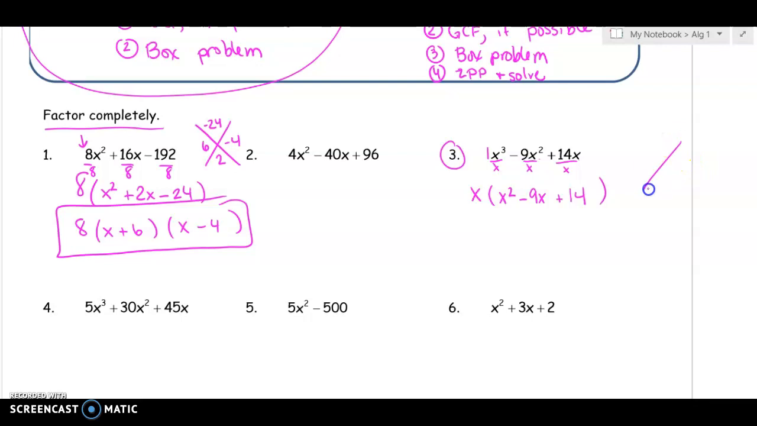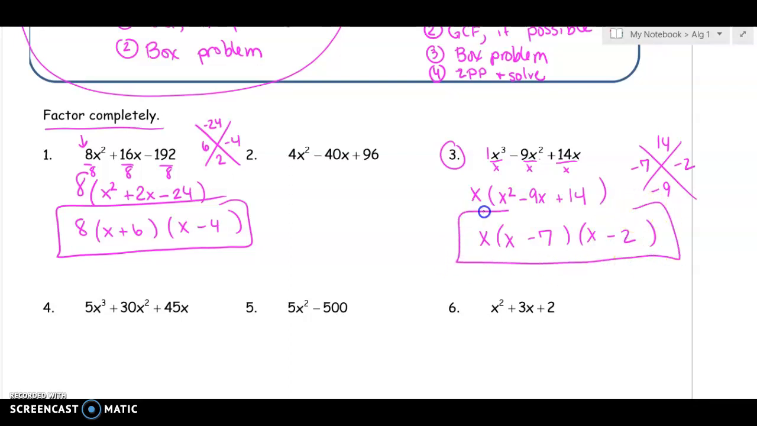And then we get to do a box problem. It's got to multiply to be 14 and add to be negative 9. Those numbers are going to be negative 7 and negative 2. You make 2 sets of parentheses with x at the front of both. Our GCF goes out here. Negative 7 means minus 7. Negative 2 means minus 2. And then we are done. It doesn't say to solve. There's no equal sign. So we are good. You don't need to keep going and say x equals anything.